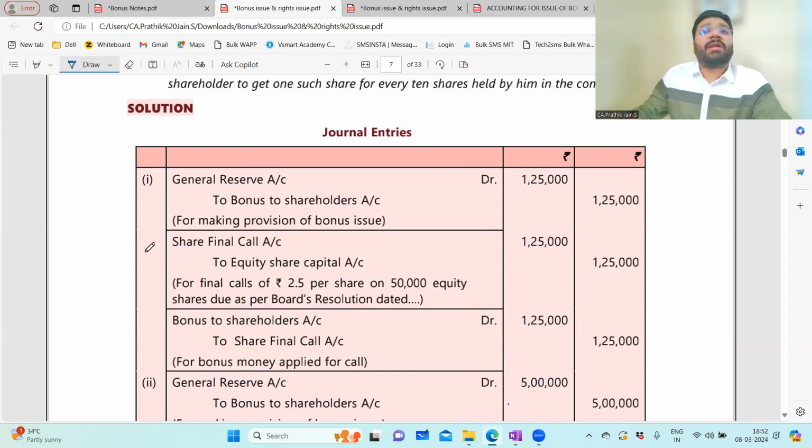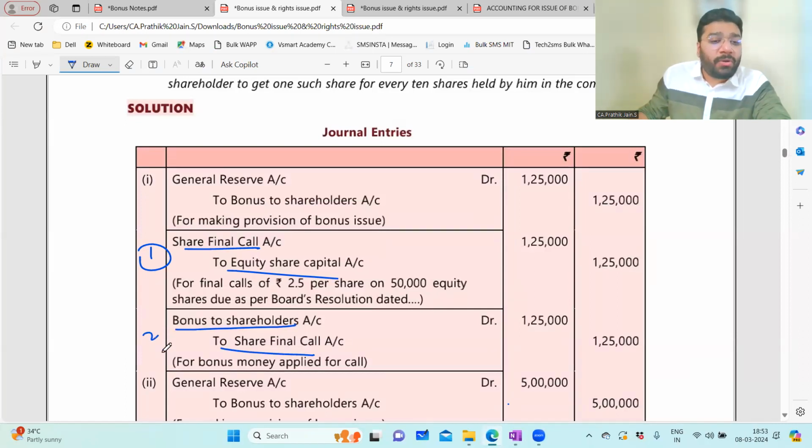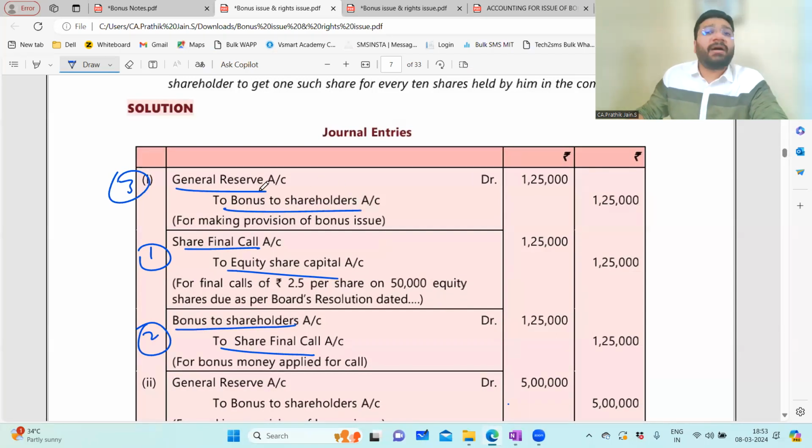So they have changed the order. You can write in the same order that I'm giving to you. No problem at all. First entry you'll record is share final call to equity share capital. Then you'll reverse the share final call, and instead of that you'll debit bonus to shareholder. And third entry will be reversing bonus to shareholder and recording GR. This is the right order of understanding.